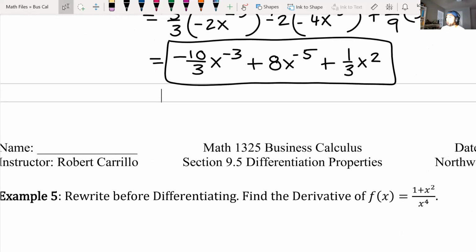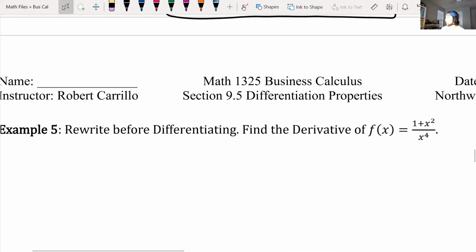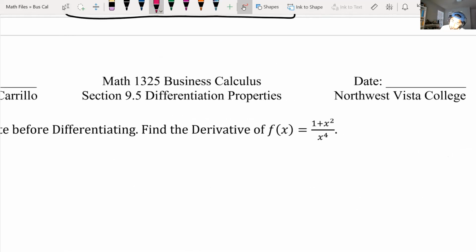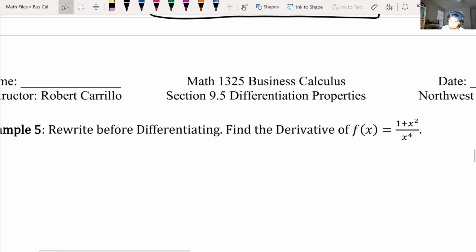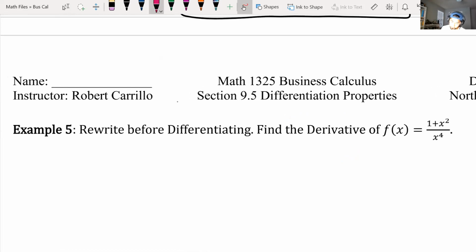All right, so we went through all the derivative rules so far for this lesson. Now we get to apply them to these functions. So example 5, rewrite before differentiating and find the derivative of 1 plus x squared over x to the fourth. We don't know how to take the derivative of this function in this form yet, so in order to use the only rules we know, we have to rewrite this algebraically. Looking at this function, how many terms are in your numerator?